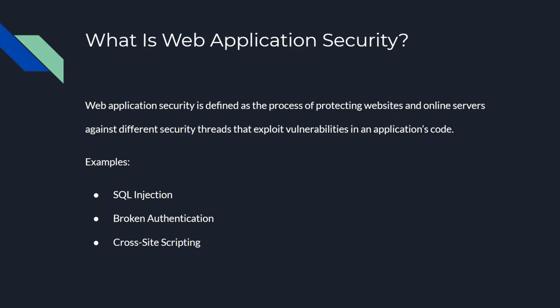Web application security is defined as a process of protecting websites and online servers against different security threats that exploit vulnerabilities in an application's code. I will be covering three vulnerabilities. Those three are SQL injection, broken authentication and session management, and the last one will be cross-site scripting, also known as XSS.